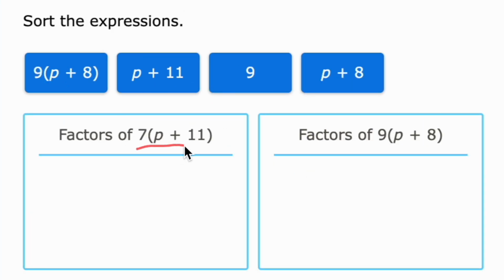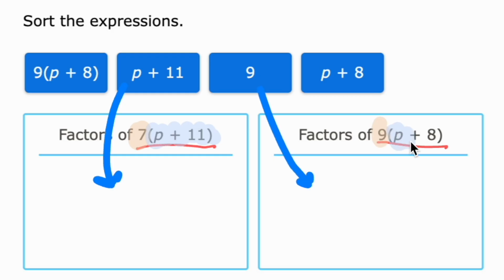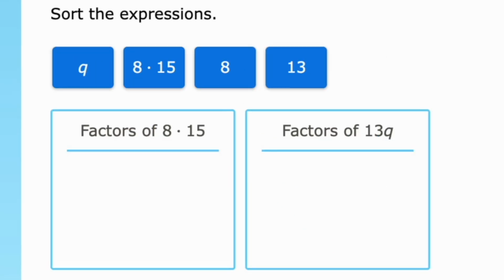Next, for the factors of 7 times p plus 11, we know we could have a factor of 7 or a factor of p plus 11. And as for the factors of 9 times p plus 8, we have 9, p plus 8, and itself, 9 times p plus 8. Next, for the factors of 8 times 15, we have 8, 15, and 8 times 15.